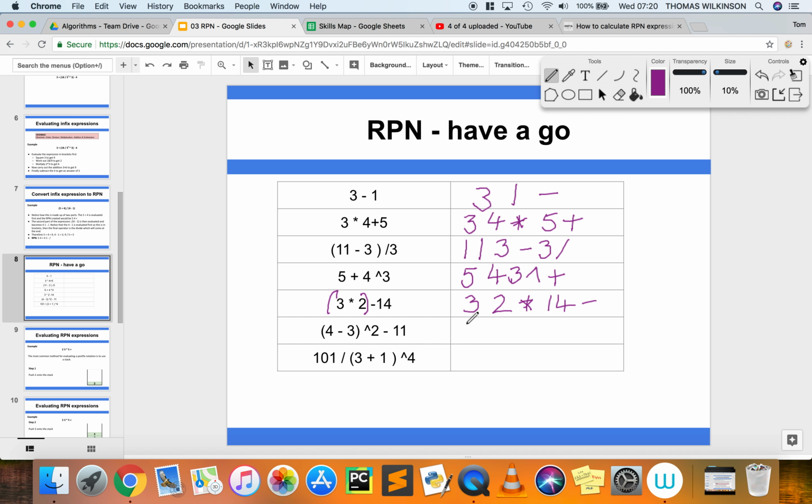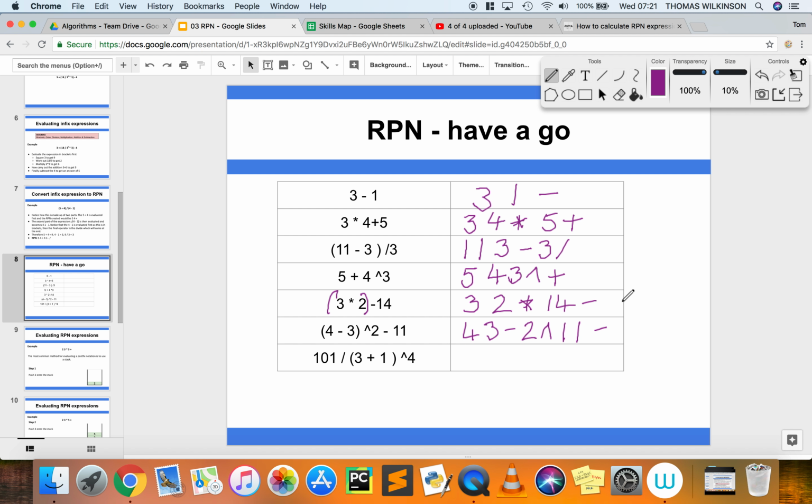So following the principle of that, we're going to go for 4, 3, minus, because that's the order in which that needs to be evaluated. Then we're going to raise it to the power 2, and then we're going to subtract 11 from it afterwards. So 4, 3, minus, 2, power, 11, minus.